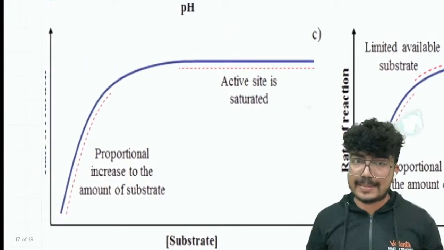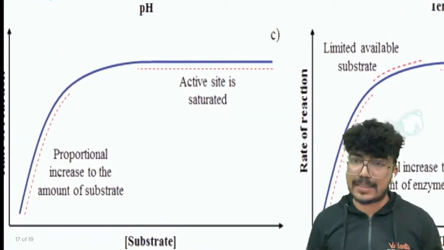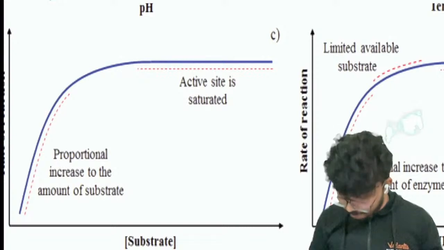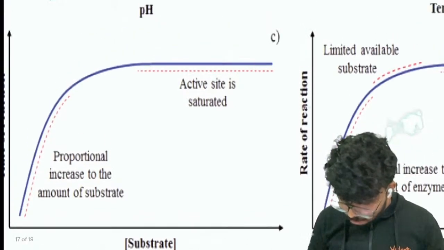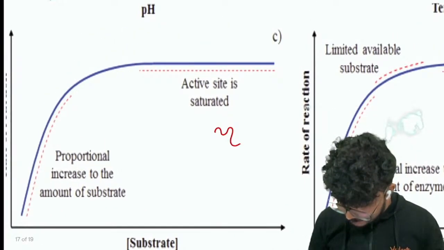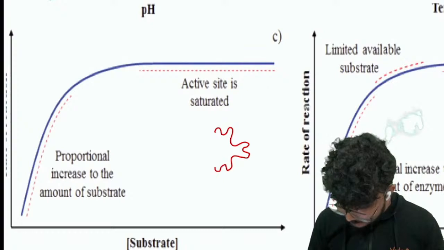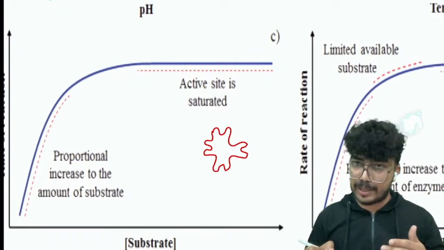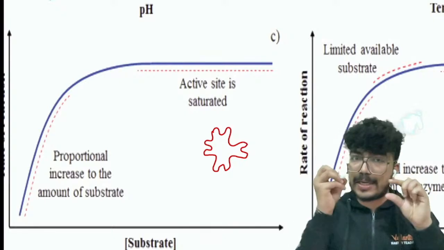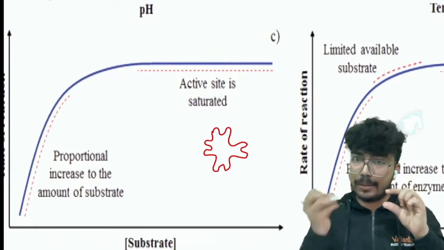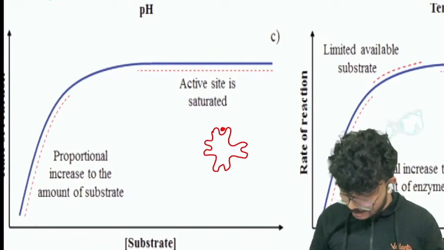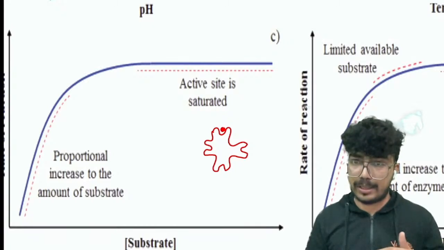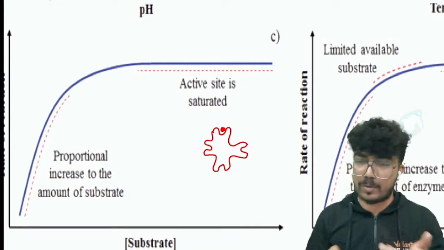So we can take an example of this as well. Let's say I have an enzyme which has four active sites. So I have drawn a structure of an enzyme. Let's say this is my enzyme and it has four active sites. So with the increase in the substrate concentration, initially each and every active site will begin to get occupied, right? So initially at low substrate concentration, only one active site of the enzyme was occupied.